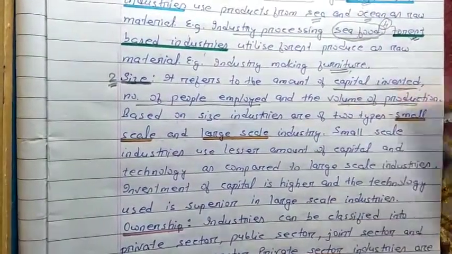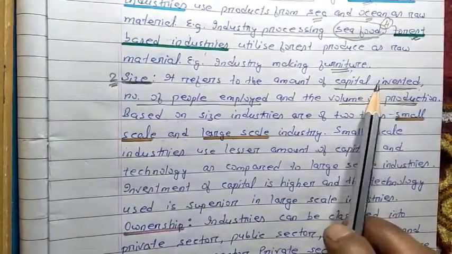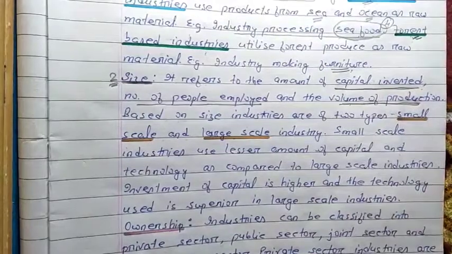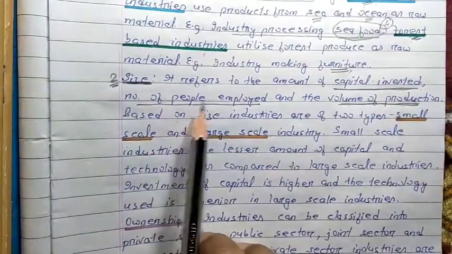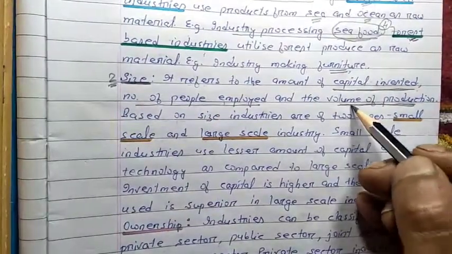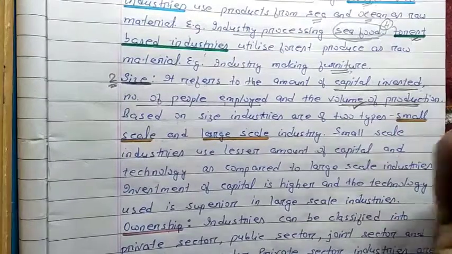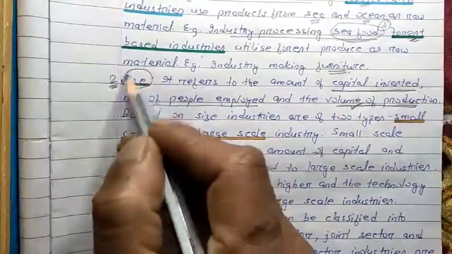You know, in all the industries, the money invested is not the same. Some industries use less money, some industries use more money. Even we can say in some industries fewer people are working, and in some industries more people are working, and some industries are producing less volume, as well as some industries are producing huge volumes. So that is the meaning of size.